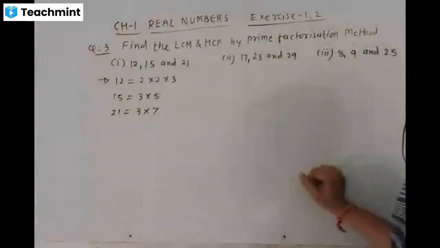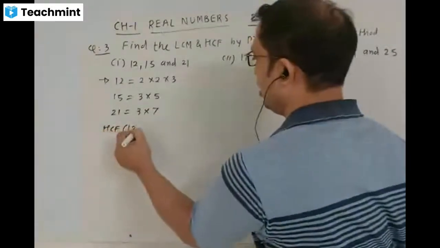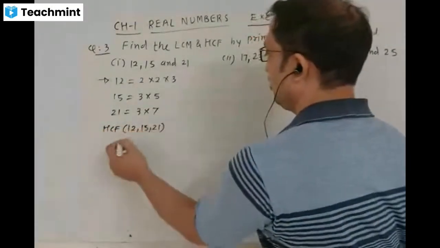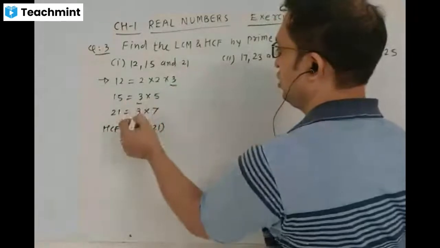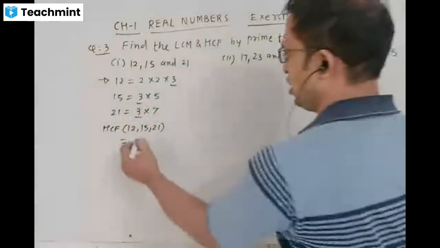HCF means highest common factor. HCF of 12, 15, 21. Which is the common factor in all three terms? That is 3. Therefore, HCF is equal to 3.